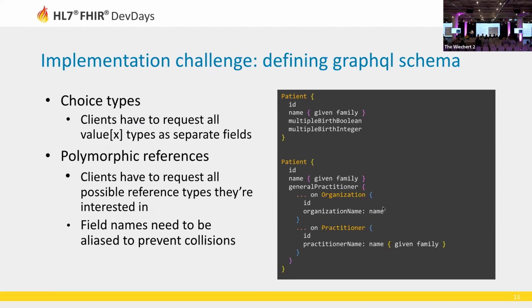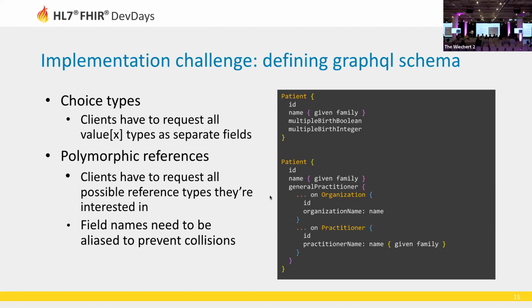So some implementation challenges we ran into were with how FHIR represents things. I think one of the things that people always find challenging with the FHIR spec is various types of polymorphism. So there's two types. There's the choice types, where you have a value[x], where it could be value string, value integer, value whatever.